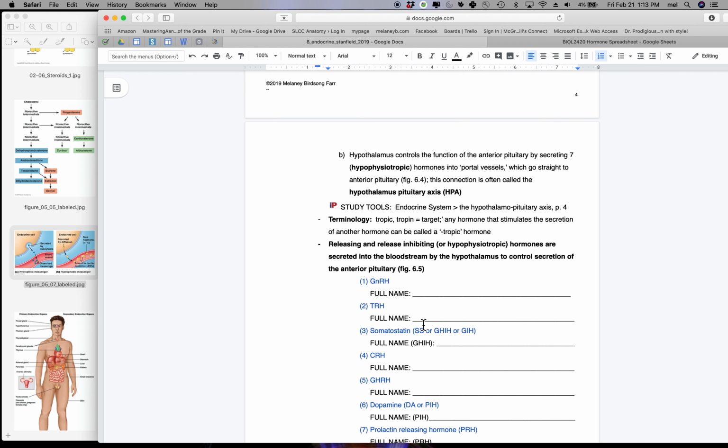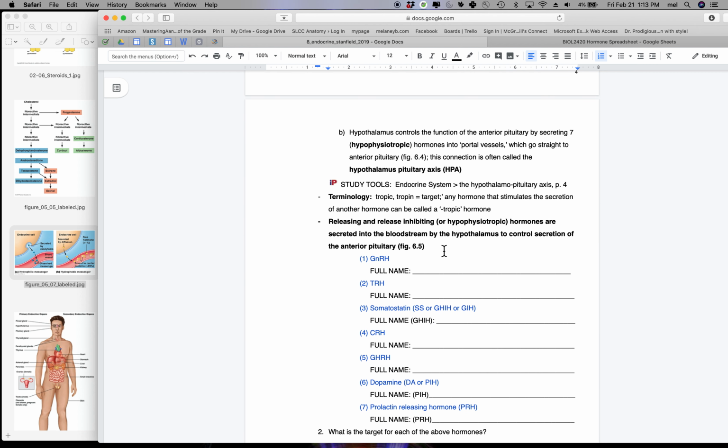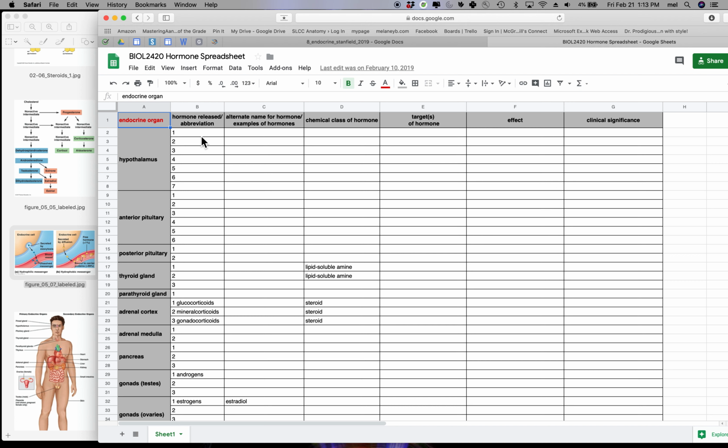But these 7 right here all go under hypothalamus, all 7 of them, and whatever order you want to put them in doesn't make any difference. If there is an alternate name, you're going to have to know it. The long hormone name you're going to have to know. And then the chemical class of the hormone you should be able to do today as well, because I told you that all of the hypothalamus hormones, except for dopamine, are peptides, right?